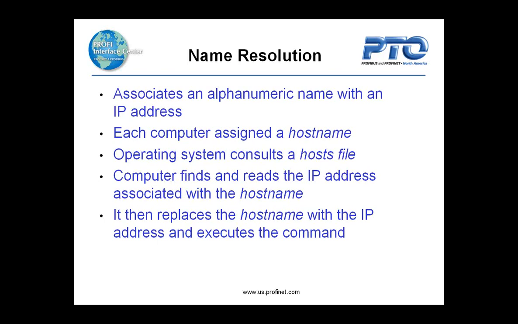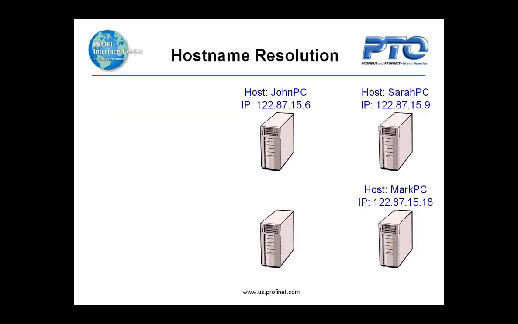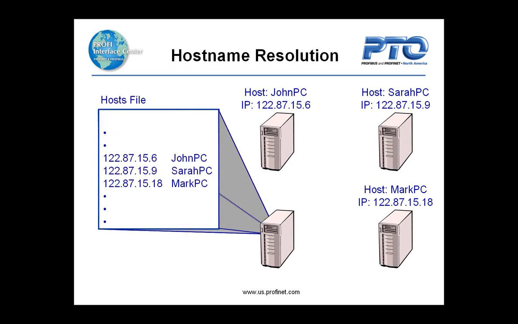And in the early days of the Internet, they had a file on each computer called a host file. And that host file would have a list of all the hosts, or all the computers and devices on the network, and then it would have the IP address of each of those devices. And what would happen is it would consult the host file. So let's say we have this network. We have John, Sarah, and Mark here at the facility, and we have our computer, and we want to send some data to Sarah's PC.